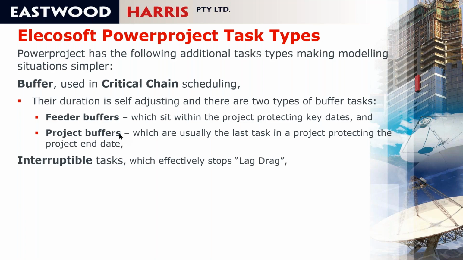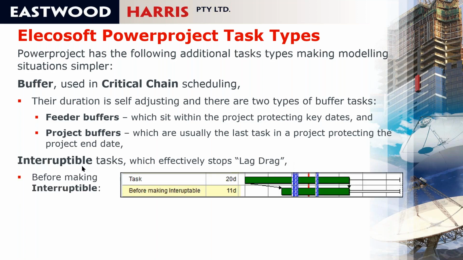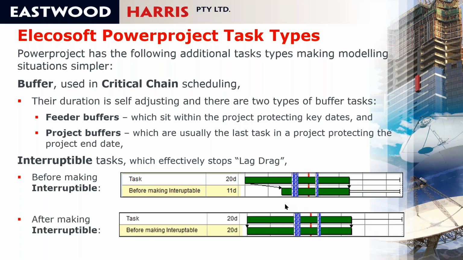And also it has interruptible tasks, which effectively stops lag drag. So people who understand what lag drag is, before you make it interruptible, this activity has been dragged backwards by the finish to finish. And if you make it interruptible, then this activity will go from the start to the finish to finish. So again, that's an interruptible activity that gets over the problems of lag drag.